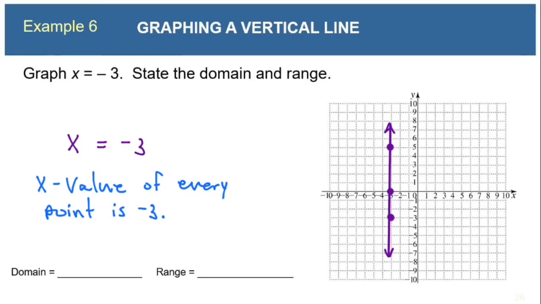Now this time the domain has changed because this line does not extend forever to the left and forever to the right. This line only has one x value, and that x value happens to be -3. So the domain is just the set containing -3. It's -3 in curly braces. And the range of this line is -infinity to +infinity and every number in between, because this line extends forever downward and forever upward. So the y values are all the numbers between -infinity and +infinity.